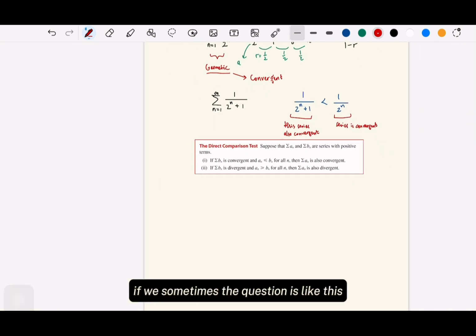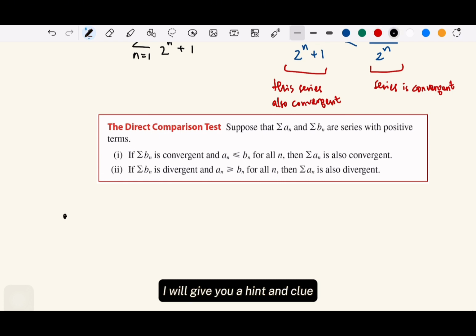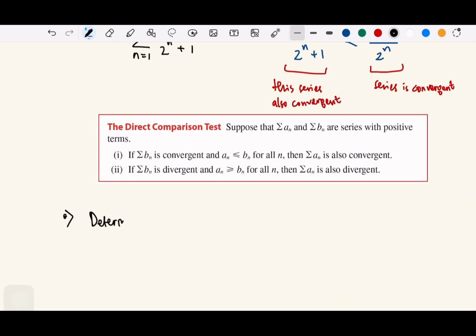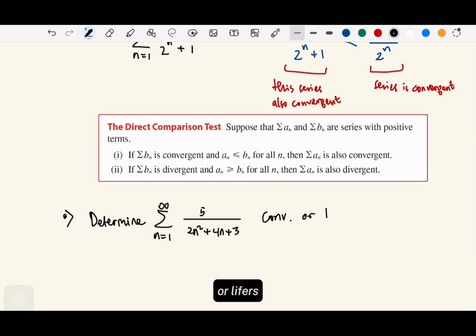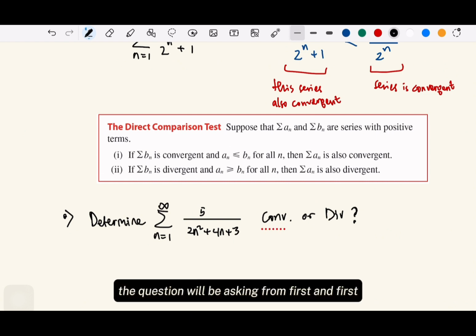So for example, sometimes the question is like this. I will give you a hint and clue when we are going to use this series. For example, determine whether the series converges or diverges. Mostly in chapter 11, the question will be asking converge or diverge. Sometimes you need to compute the value, but sometimes it's just asking converge or diverge. Like the comparison test, we don't need to know how much it converges. We just say, okay, it converges, or it diverges.